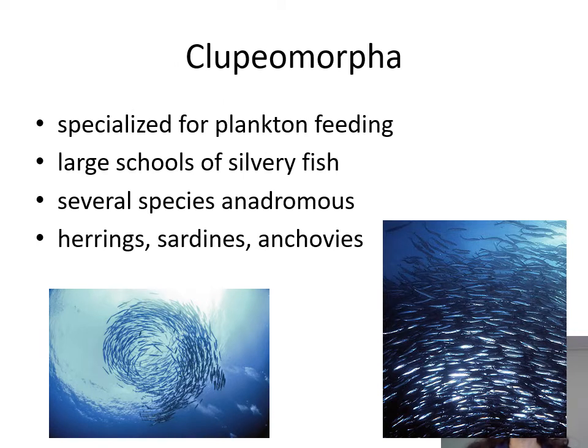The Clupeomorpha are specialized for plankton feeding. There are large schools of our silvery fishes. Some species are anadromous. There's a big variety in there. And again, these are small silvery fish. Herrings, sardines, anchovies are in here.